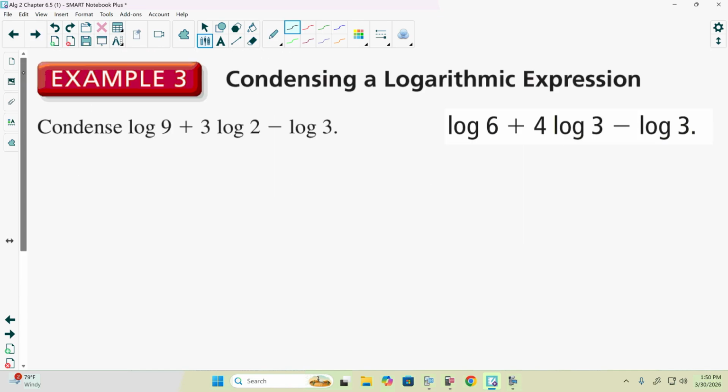Well, now we're going to condense. We're going to go in the opposite direction. We're going to put it back together. Because depending on the expression, sometimes having it written out in expanded form works better or nicer. Sometimes being able to condense it is going to be more efficient. And to put it back together, the first property we're going to use is the power property.